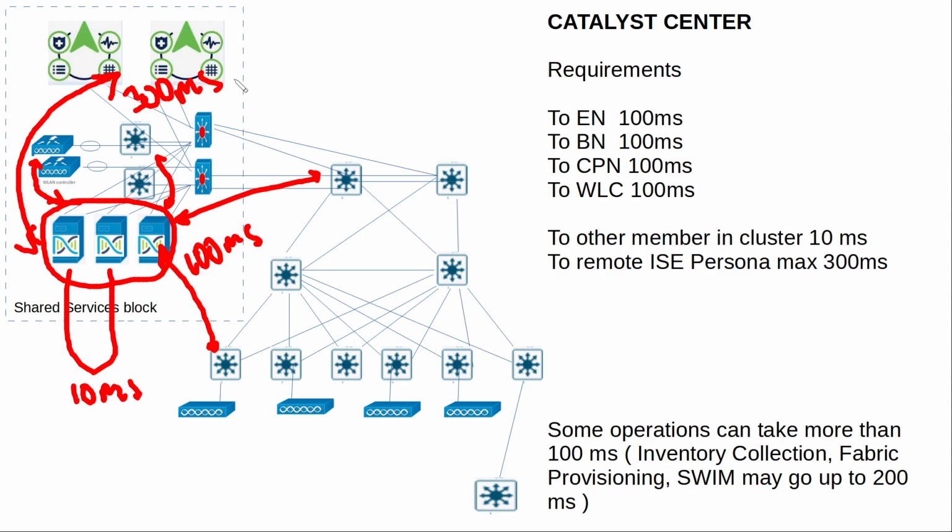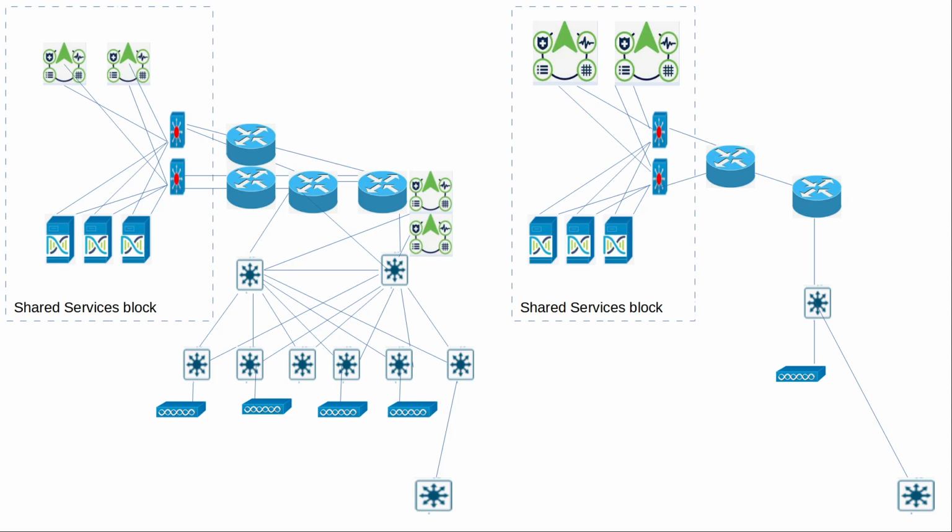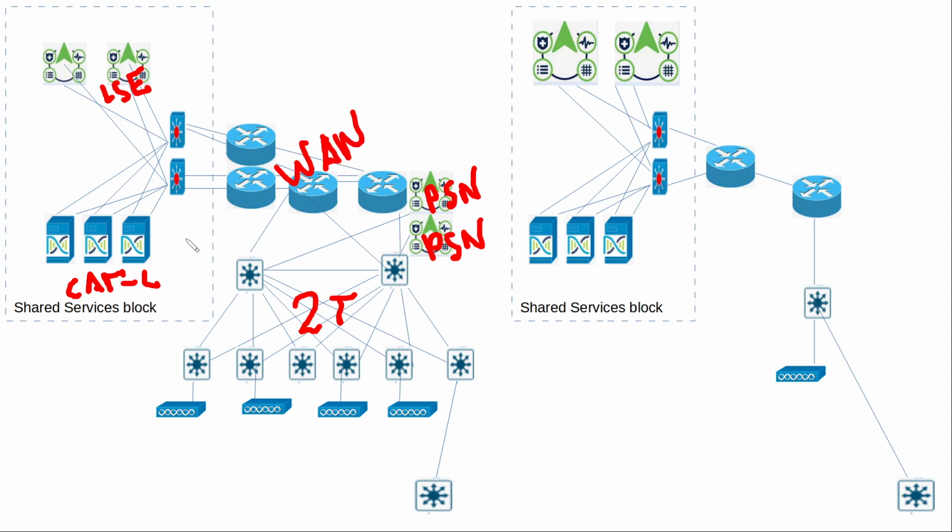I have seen documentation that states that this number is actually 200 milliseconds. So the deployment is up to you. For instance, if you go for a 2-tier deployment, then you could install, for instance, your PSN ISE personas locally and the remaining of the ISE solution remotely, and your Catalyst Center remotely as well. And you can do so connecting those devices through a wide area network. And as long as this wide area network allows you to have 100 milliseconds of delay between your devices and your Catalyst Center, that will work.